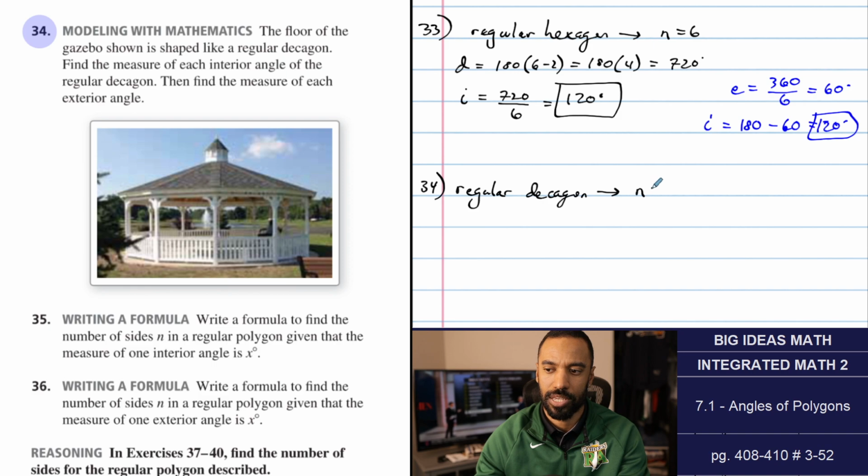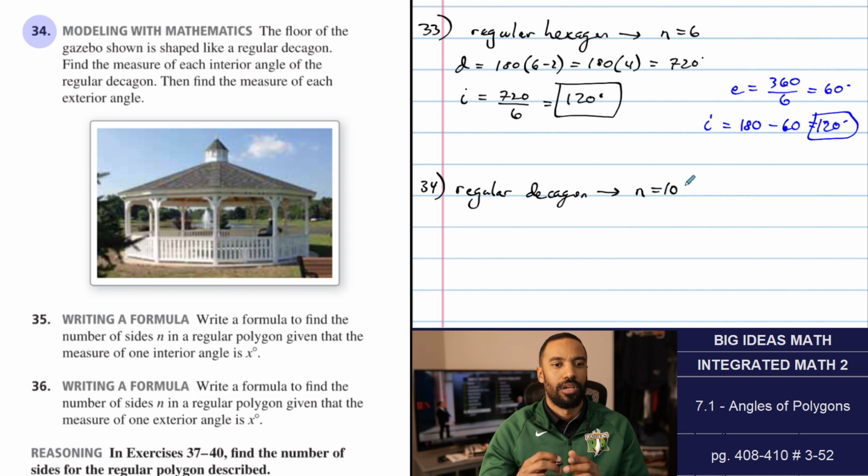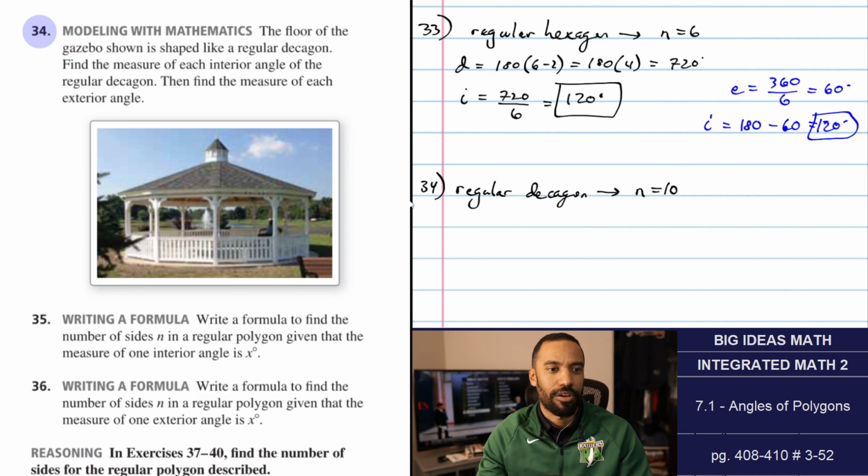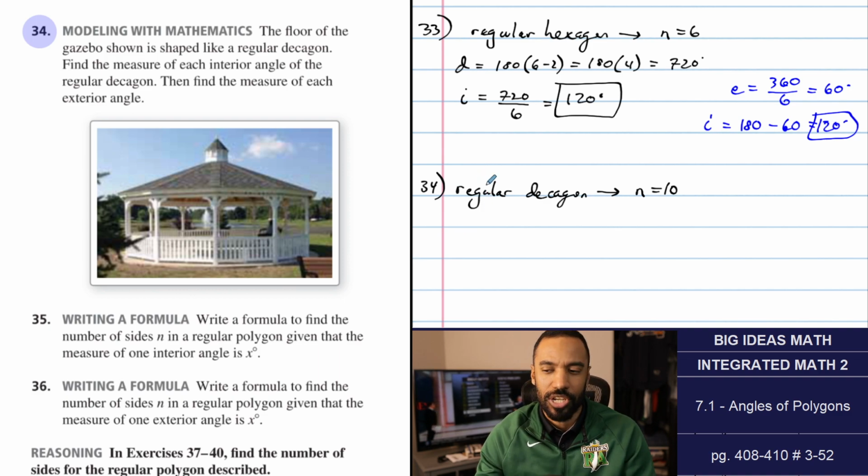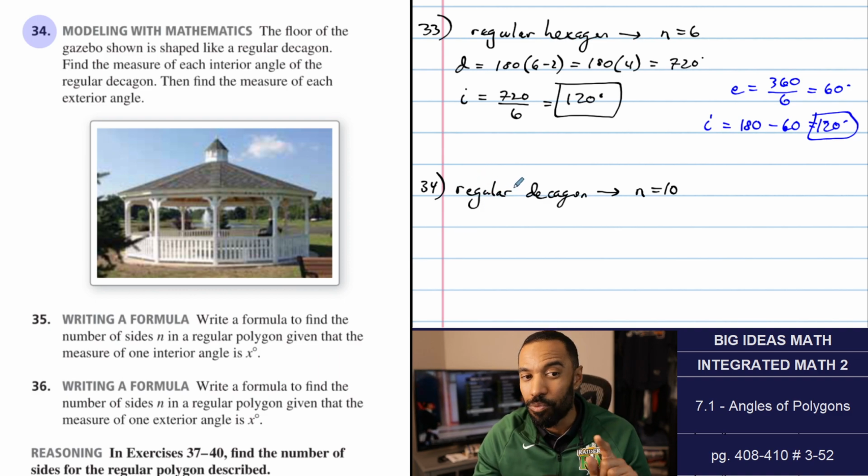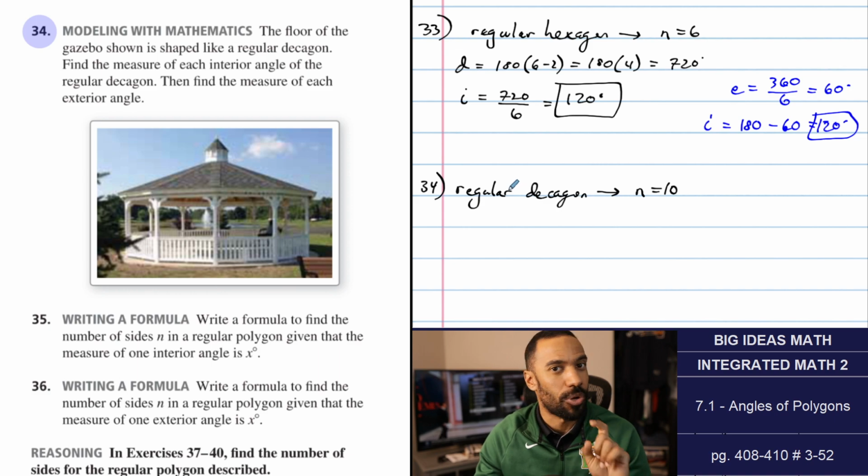That's where n equals 10. Find the measure of each interior angle of the regular decagon, then find the measure of each exterior angle. It did say find one first, then find the other, so I will follow what they want me to do this time.